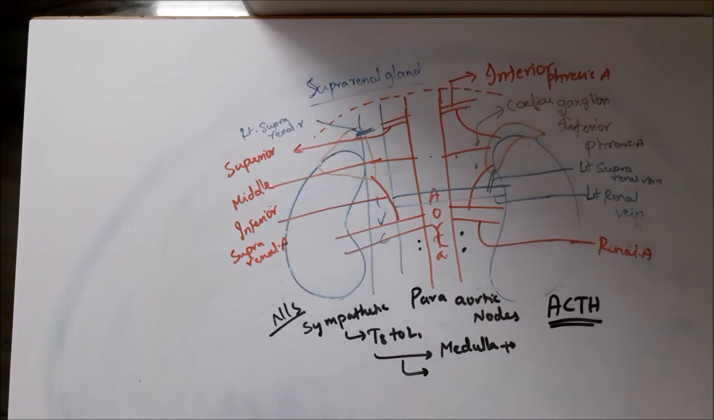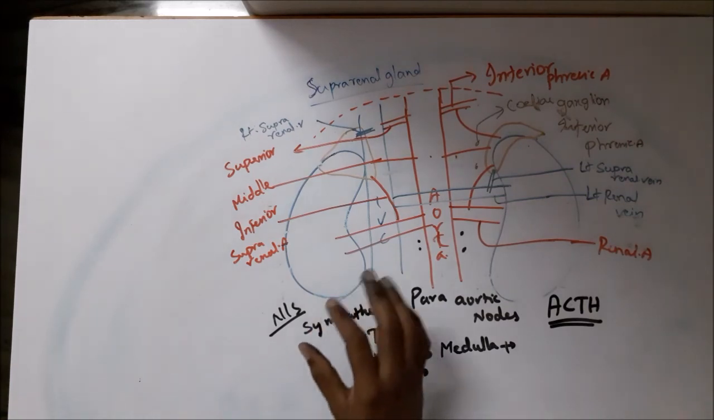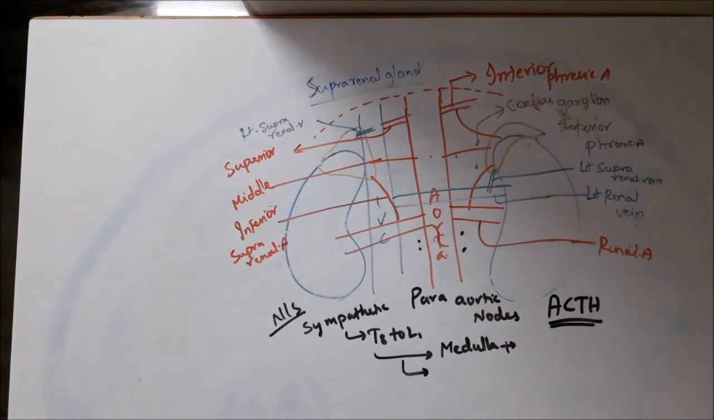So that is about the arterial supply, venous drainage and lymphatics. Arterial supply: superior is a branch of the inferior phrenic artery, middle is a branch of the aorta, inferior is a branch of the renal artery. Right suprarenal vein is directly draining into the inferior vena cava, whereas the left suprarenal vein is draining into the left renal vein.